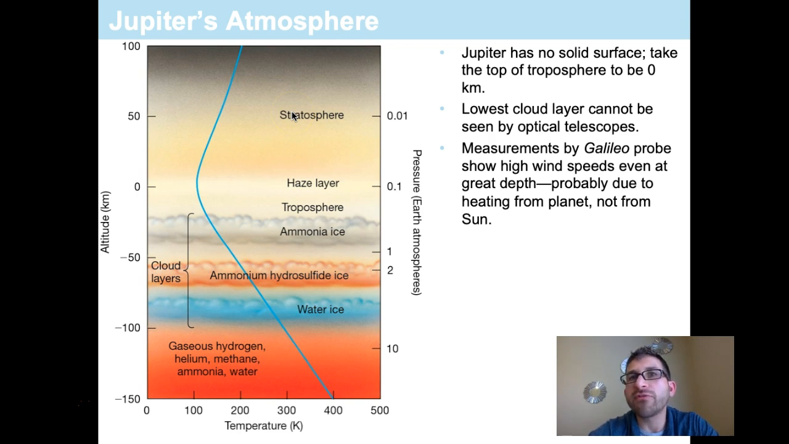Now, most of the things that we know about Jupiter's atmosphere come from the Galileo probe, which was plunged towards this planet and took data as it entered.